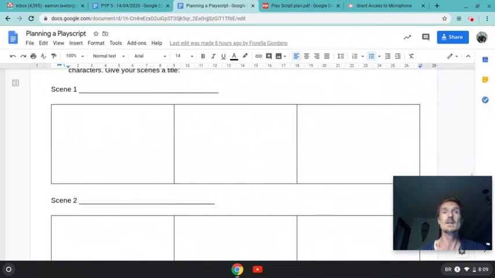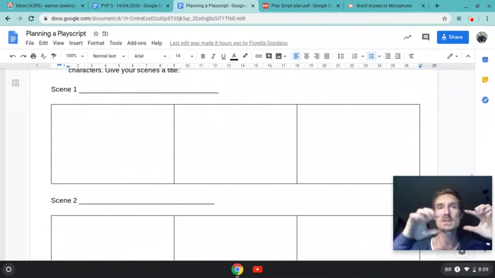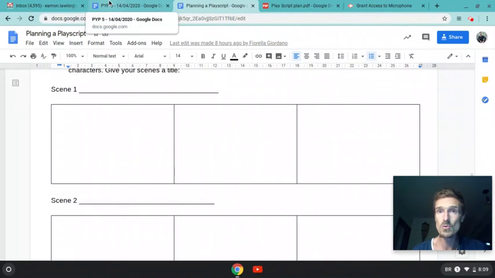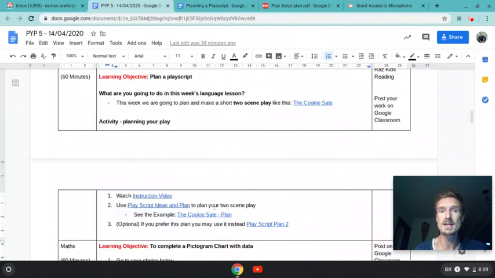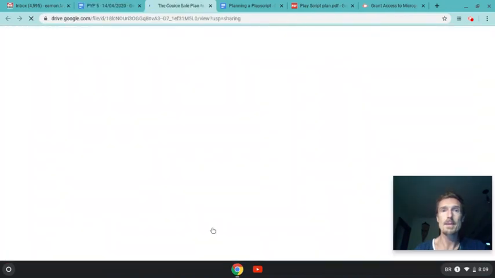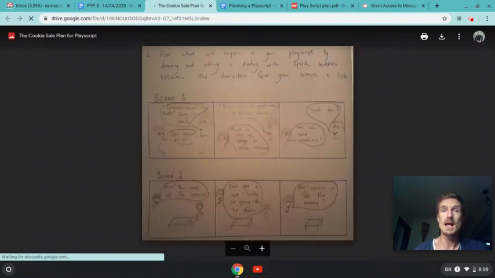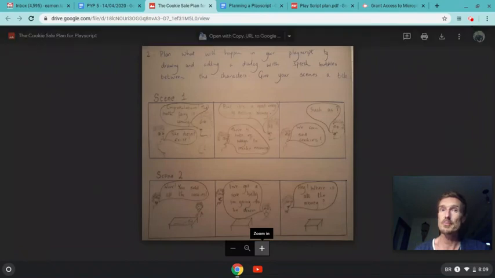So you have 2 scenes, scene 1 and scene 2. For each scene, you're going to do a little comic strip, okay? Like 3 little pictures with the characters talking. Luckily for you, I've done one already. So let's see what my plan looks like. My plan looks like the following. I didn't print it up. I don't have a printer in my house, but you don't need a printer in your house. You can do it on a piece of paper, okay?